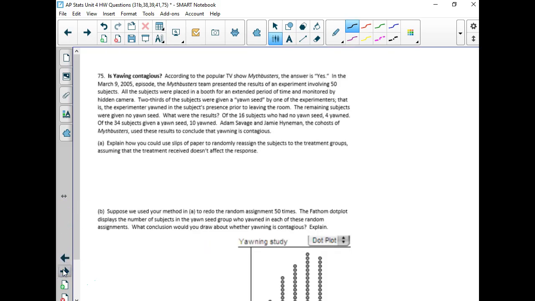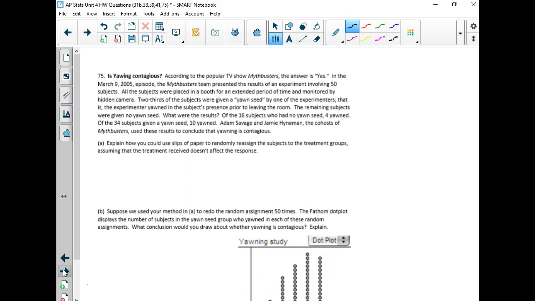Number 75, is yawning contagious? According to the popular TV show Mythbusters, the answer is yes. In the March 9th, 2005 episode, the Mythbusters team presented the results of an experiment involving 50 subjects. All the subjects were placed in a booth for an extended period of time and monitored by a hidden camera. 2/3 of the subjects were given a yawn seed by one of the experimenters. That is, the experimenter yawned in the subject's presence prior to leaving the room. The remaining subjects were given no yawn seed.